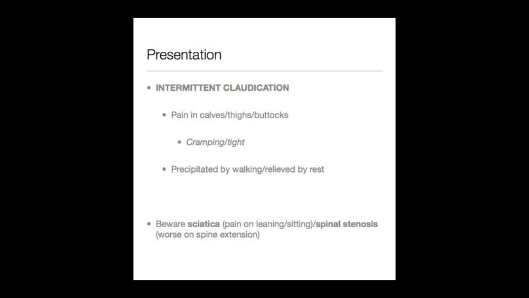Intermittent claudication usually results in a pain described by patients as cramping or tight in nature, and it may affect the calves, buttocks, or thighs, depending on which part of the artery is affected.